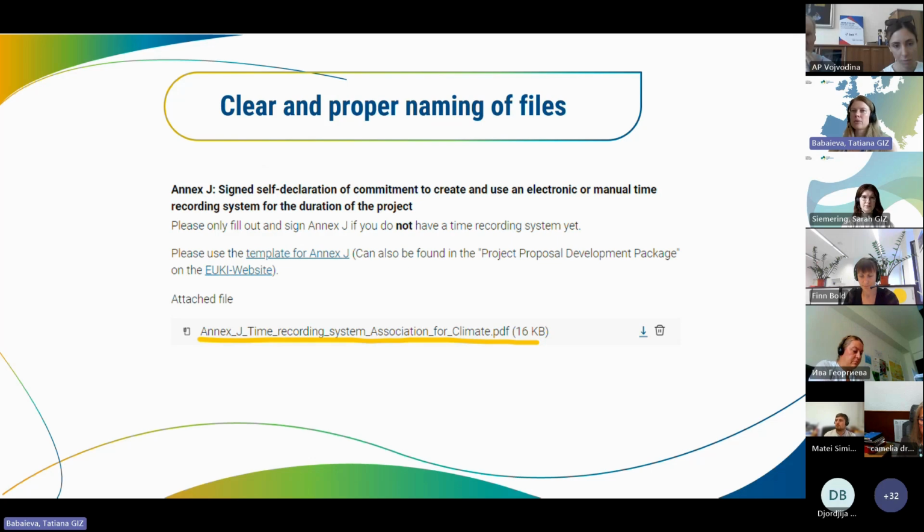Here is an example of how to name the document correctly before uploading it to the application platform. Please make sure that the name corresponds to the specific names from the annex list. For example, Annex G. We should be able to identify it easily as a required particular annex. Also, the name should indicate which organization the document is for.